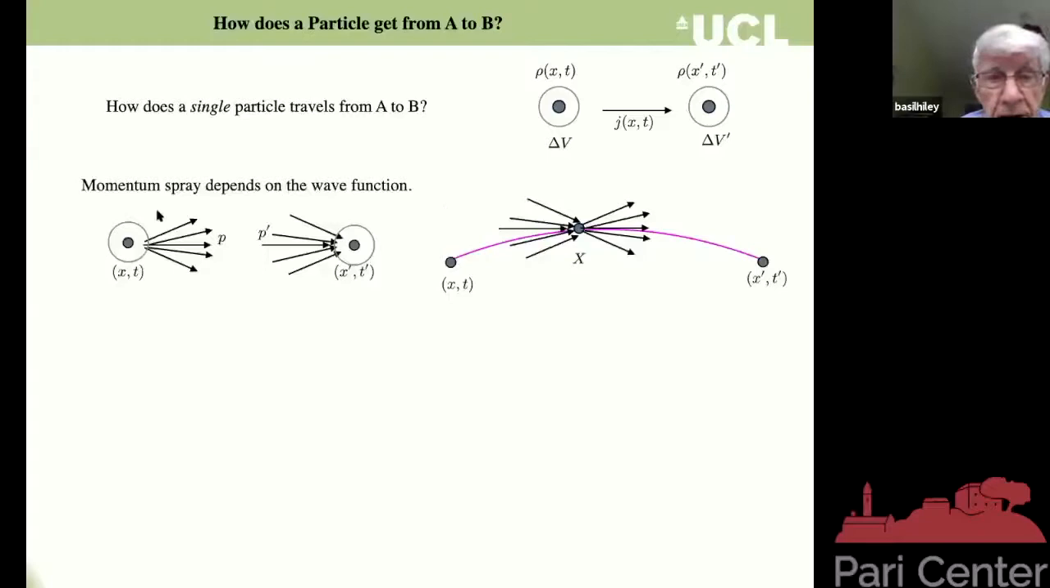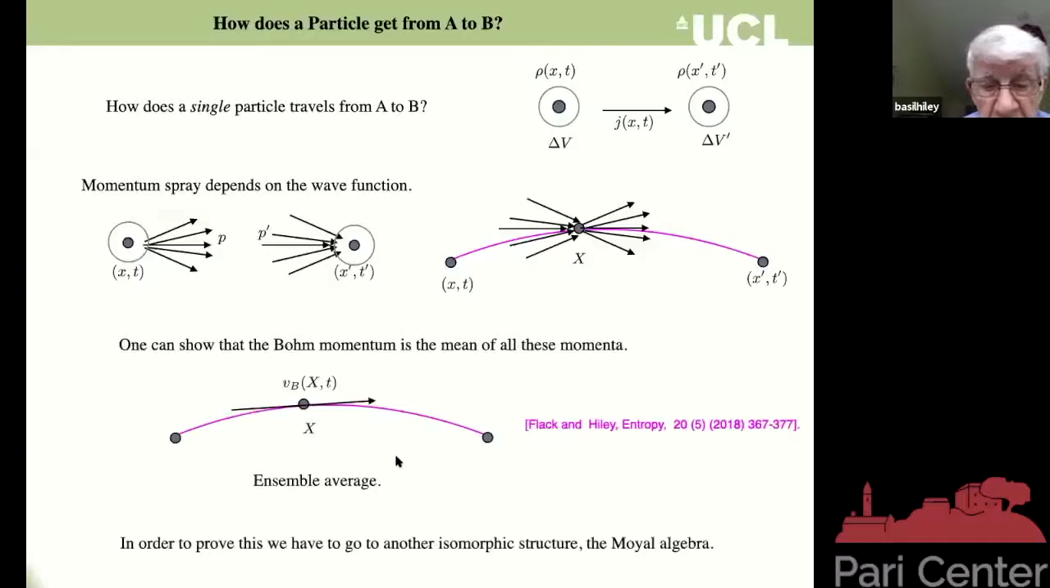What happens is, because you're in this region, the number of momenta coming out is sprayed. The number coming in here is sprayed. So effectively, what you've got to do is to average over all the possible momenta, possible kinks in those paths. So what we're doing is averaging over many paths for the classical world to emerge. And then the Bohm momentum actually turns out to be the average, the mean momentum of all these.